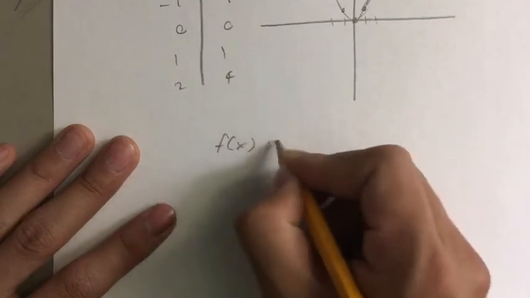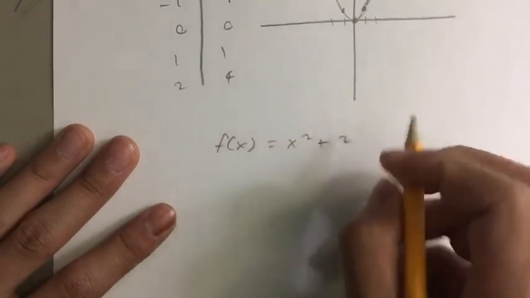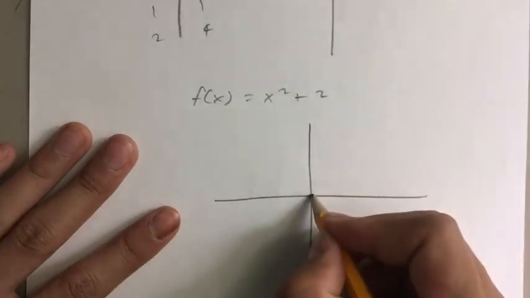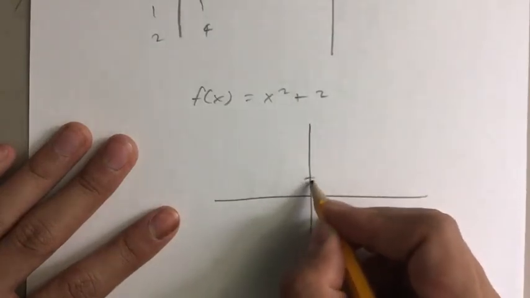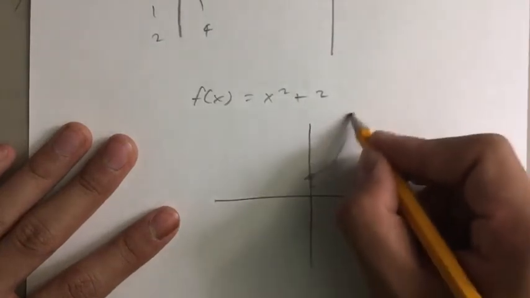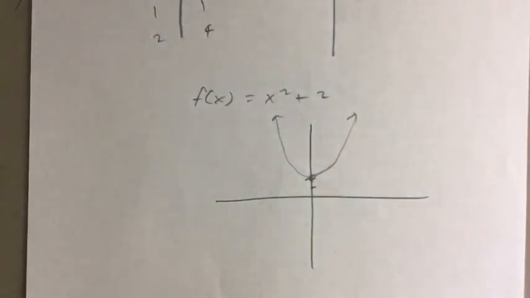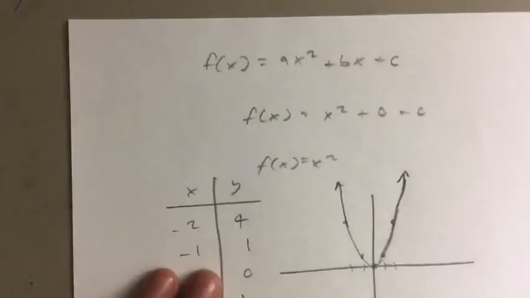F of x equals x squared plus 2. You just translate it up 2. So when the original one was started here, the new one's going to start up here, and it's going to look like that. So we'll talk about translations more in Algebra 2, but that's just basically what a quadratic function looks like.